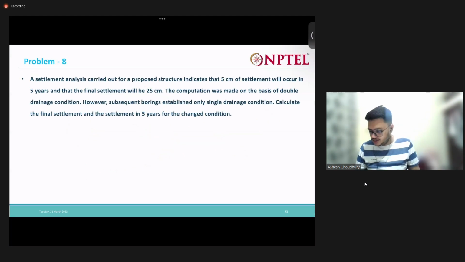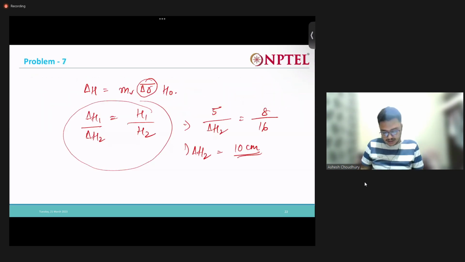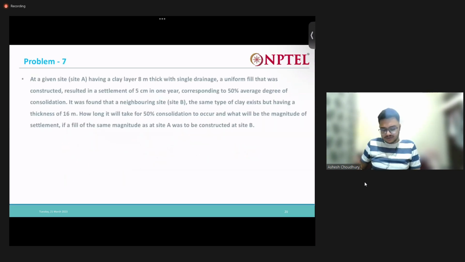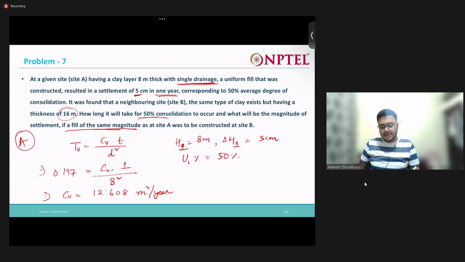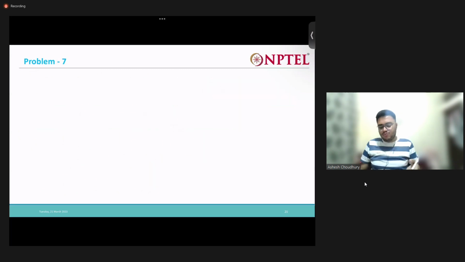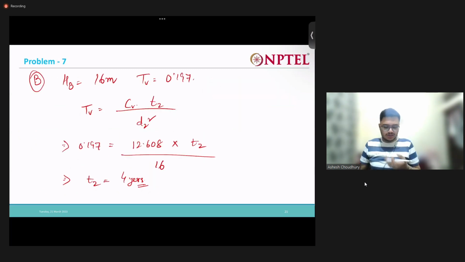Okay, so let us go to the next problem. I hope the previous one was clear, it was not that complicated, just very simple. We determine the CV value from the known values at one side, and that CV value we put in for the second side to find out the time.